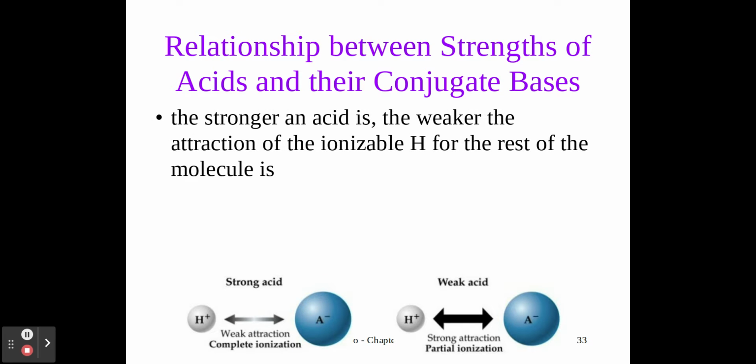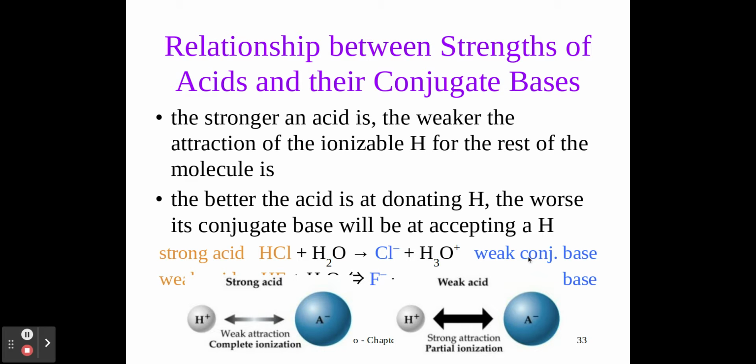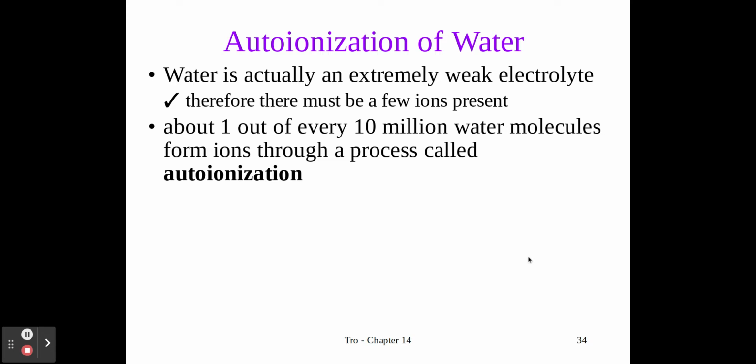Okay, now the stronger the acid that you have, the weaker the attraction of the ionizable hydrogen for the rest of the molecule is. Okay, so the stronger the acid, the weaker the conjugate. So here we have HCl, and its conjugate is Cl minus, which is a weak conjugate base. So again, the stronger your acid or base, the weaker its conjugate is going to be. And we talked about water already being amphoteric and all that, and it's actually an extremely weak electrolyte. It does not conduct electricity very well.